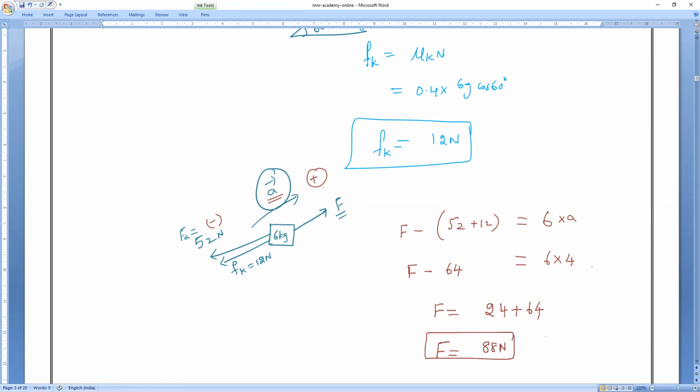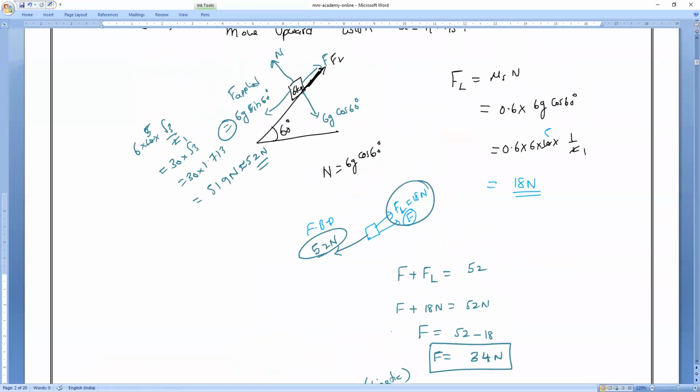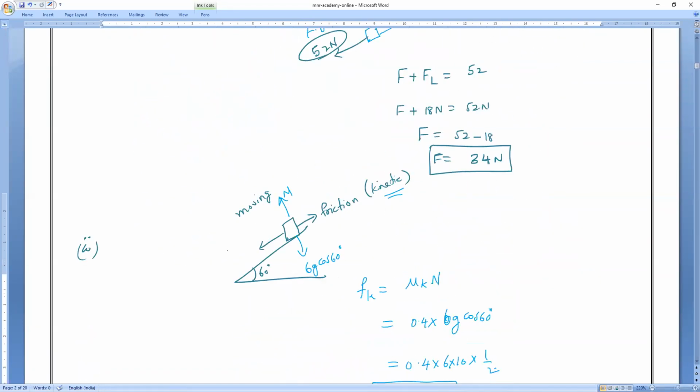88 newtons. F is not the applied force. What is that force actually? It is called the external force. Understand, brothers? How do we solve the same question? If it is stationary, you should solve it using the limiting friction. And if it is in motion, motion downwards, you all be very careful.